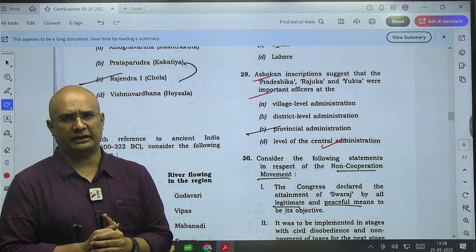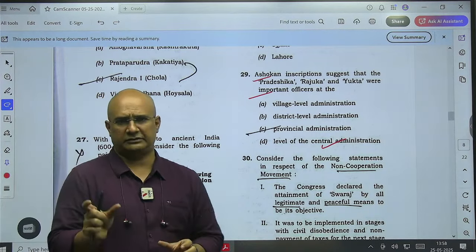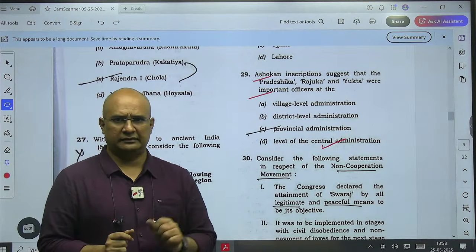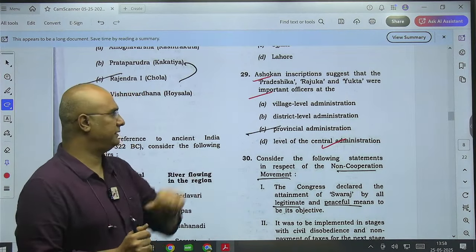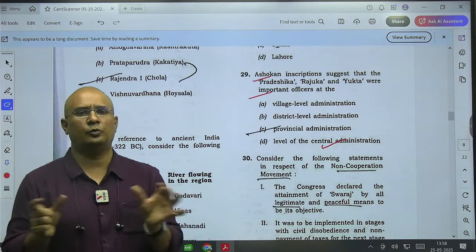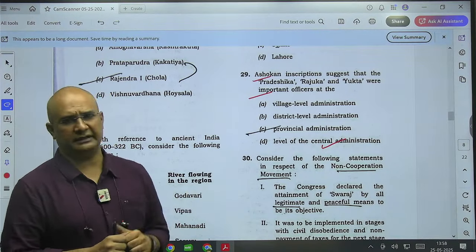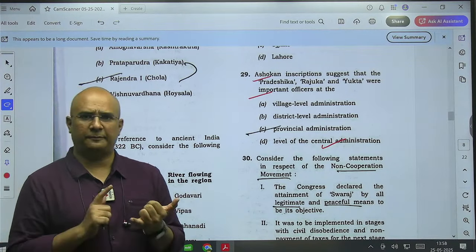At the village level, you had officers like Gramika. In the cities, there was a person like Nagarika, and in the village, it was Gramika. So it cannot be village also. In the provincial level, you had a governor called Kumara. So it cannot be provincial also. So it is definitely in the level of district level where you have Pradeshika.